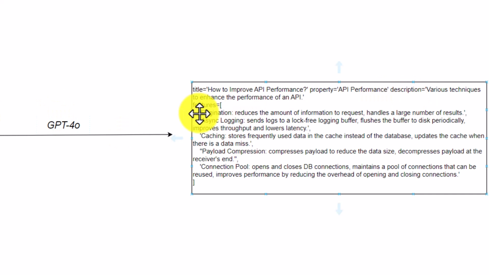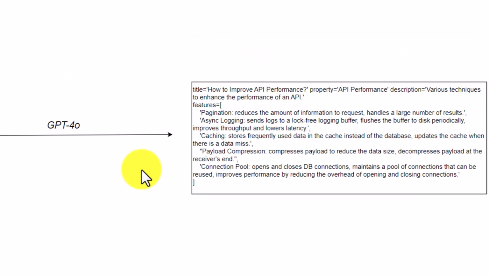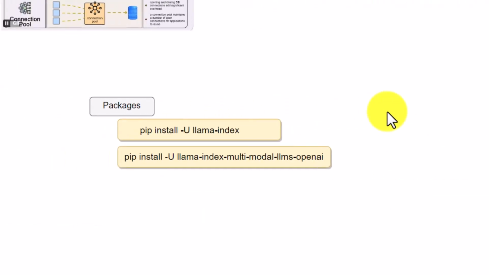And then under the features, we would like to highlight pagination, async logging, caching, payload, and connection pool. Along with that, there would be some description. So this is what we are going to achieve in this video. And for that, we have to rely on certain packages.